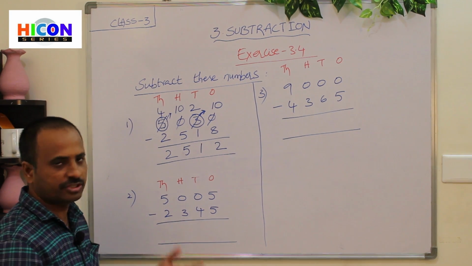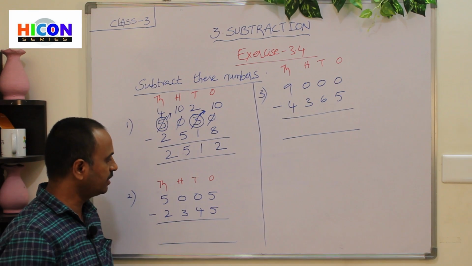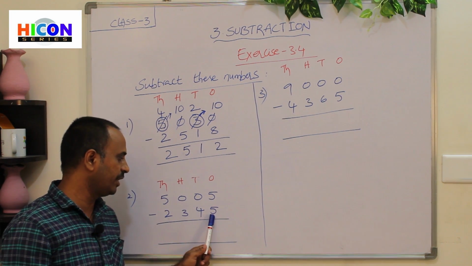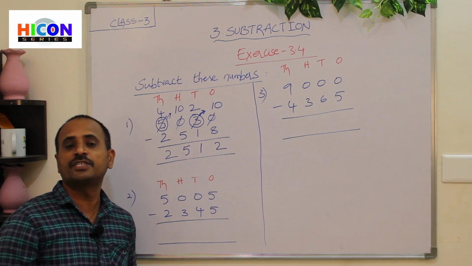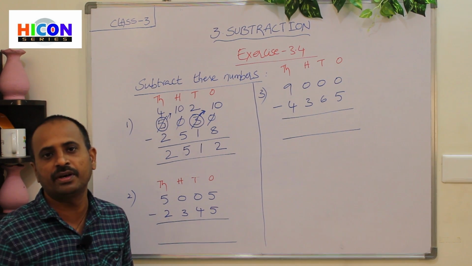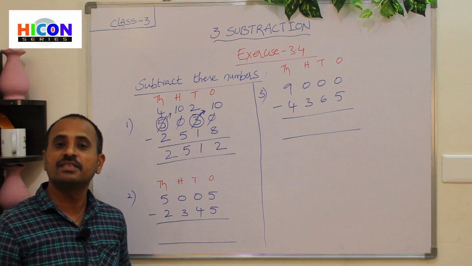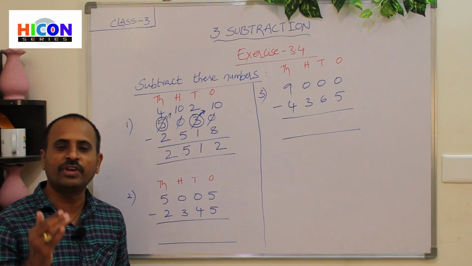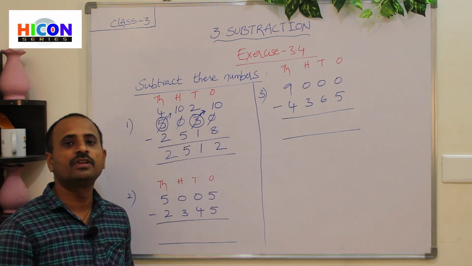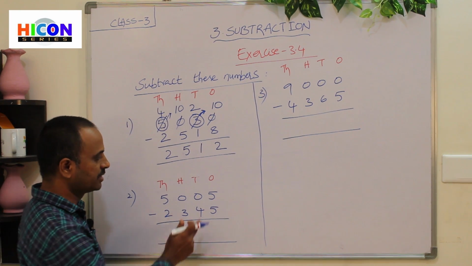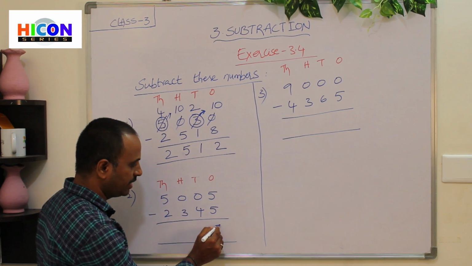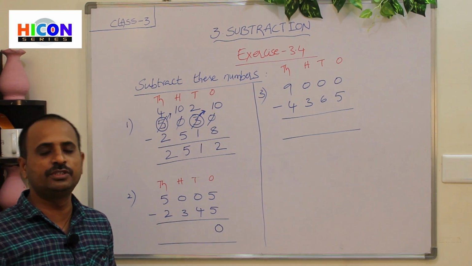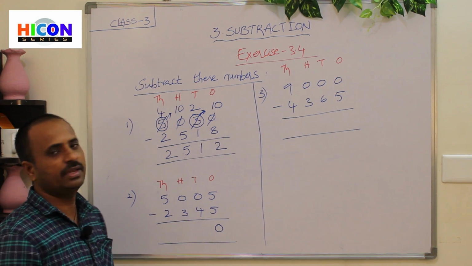So now let us start from ones place. What are the digits present in ones place? 5 and 5. So subtract 5 from 5. If we subtract a number from itself, the answer will be 0. According to the properties of subtraction, if a number is subtracted from itself, the answer becomes 0. That means 5 minus 5 is 0. The difference of 2 same numbers will be 0. That's why write 0 here.